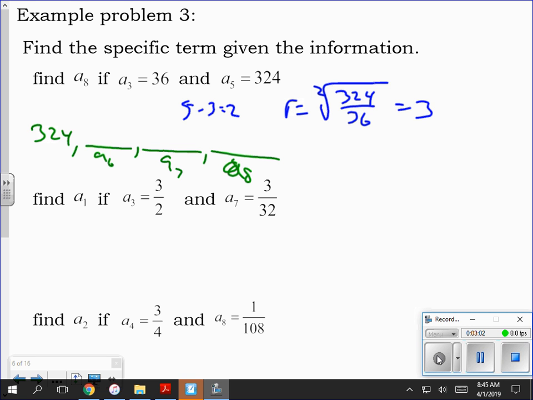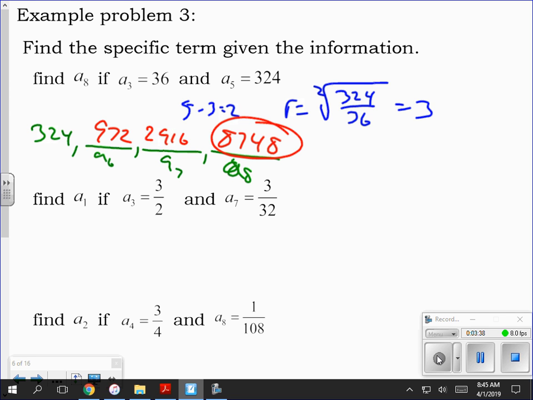So you take 324 times 3 to get the next term, 972 times 3 to get the next term, 2916 times 3 to get the one we're looking for, 8748. That's my answer. It's just a lot easier. Figure out what R is, like what we were doing the other day, and then either multiply or divide depending on which direction you're moving. If you're moving forward, you multiply. If you're moving backwards, you divide by that number.